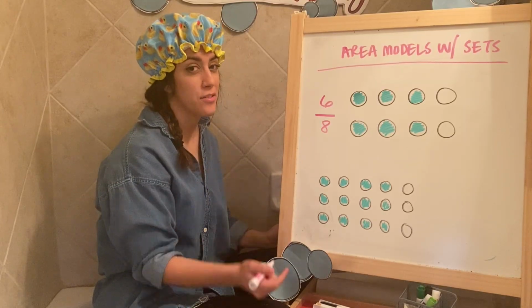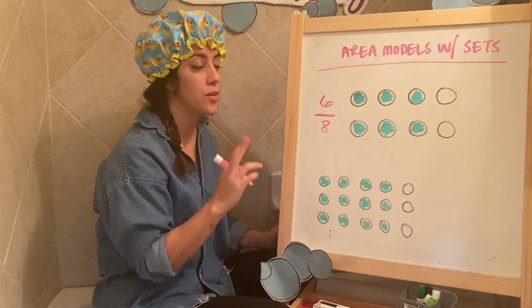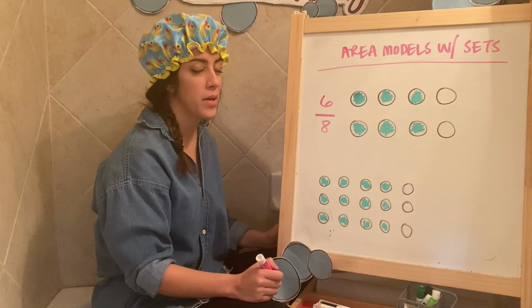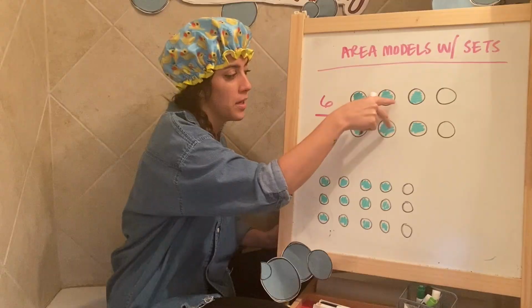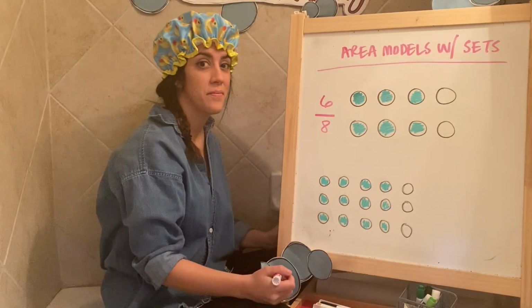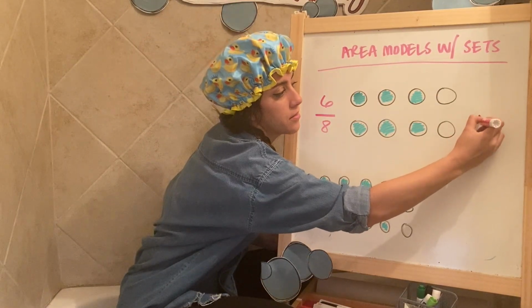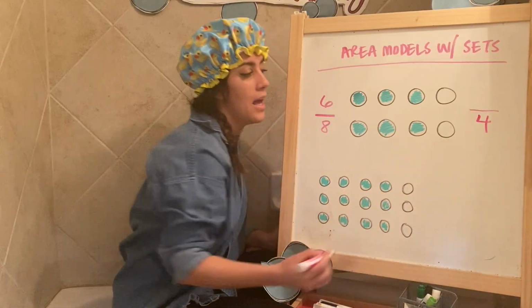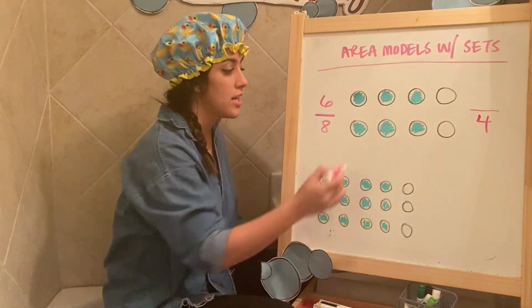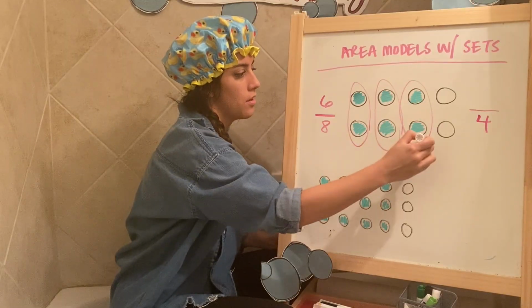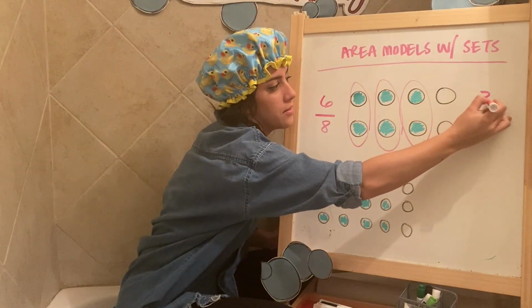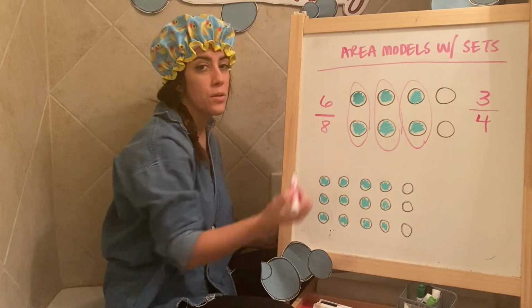How many pairs are there? Like groups of 2, not pairs of fruit. How many pairs are there? So I have 1 pair, 2 pair, 3 pair, 4 pairs. That would be my denominator. I have 4 pairs. How many pairs are shaded in? 1, 2, 3 out of 4 are shaded. 3/4 equals 6/8.